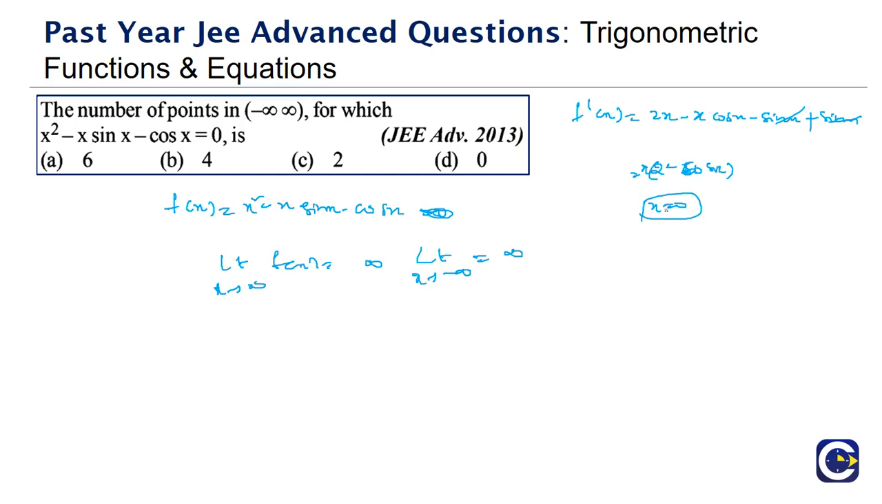Now if you observe from this function, in the interval 0 comma infinity, the f of x function is increasing, and in minus infinity comma 0 the function is decreasing. It means that the function will touch the x-axis at one point in the first case, and at one more point in the second case. So the number of points the function touches the x-axis is 2. Therefore the number of points for which this equation has solutions is 2. The answer for this question is 2.